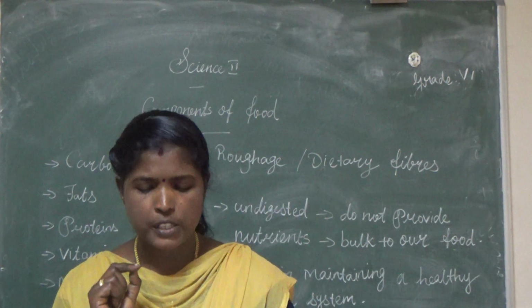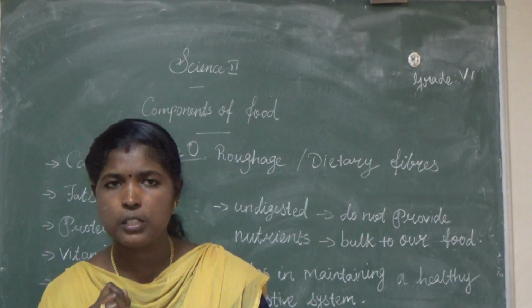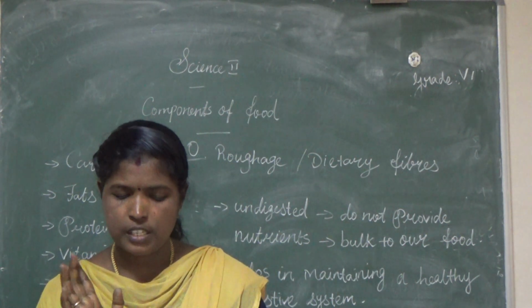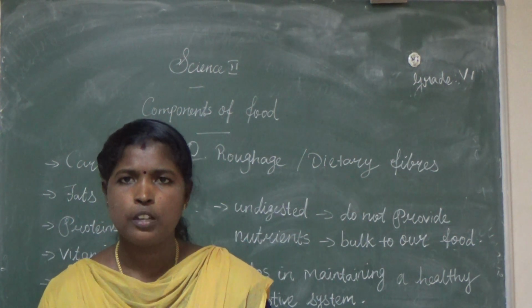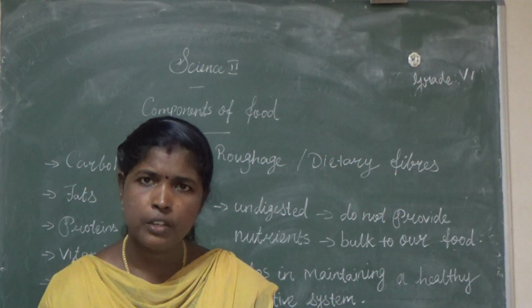Almost dash percentage of our body weight is water: 70%. Okay, dash helps to regulate our body temperature: water. Are you clear, ma'am? Thank you.